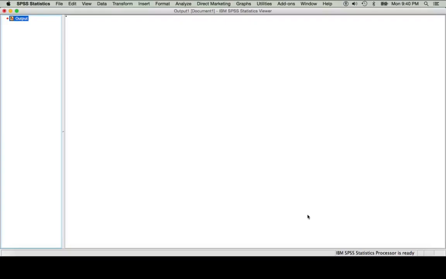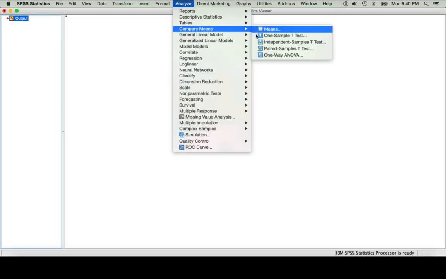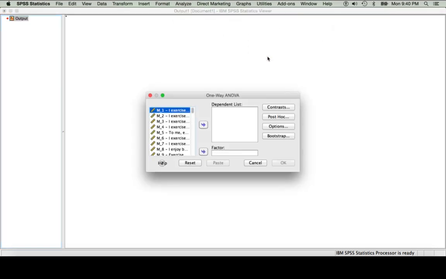In the previous example, I used one-way ANOVA to compare gender, males to females, and that really didn't use ANOVA to its full potential. The one-way ANOVA in this case is capable of doing more than that. So let's just take a look at that again. Let's use something slightly different. Let's do a one-way ANOVA.